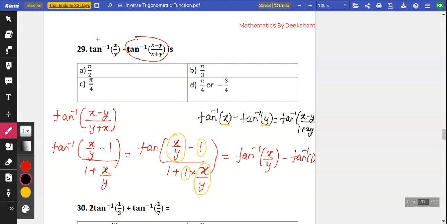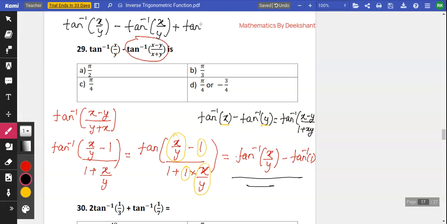So basically, now we put the value of tan inverse x minus y upon y plus x, which is this: tan inverse x upon y minus the value of this term. Here there is a negative sign, due to which the sign of tan inverse 1 becomes positive. This term cancels out and tan inverse 1 equals pi by 4. Therefore the correct answer is option C.